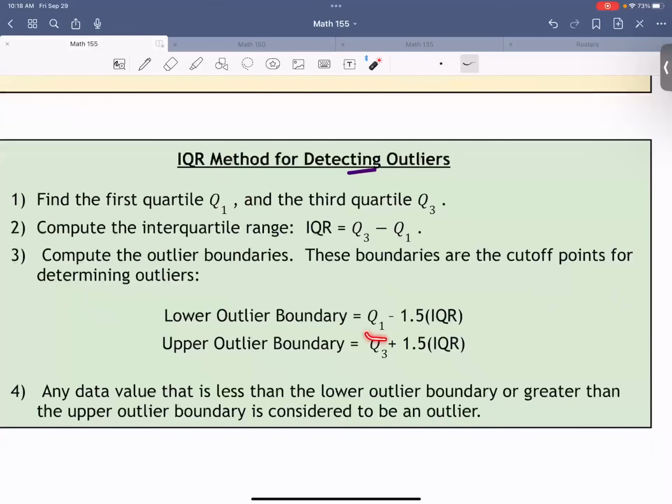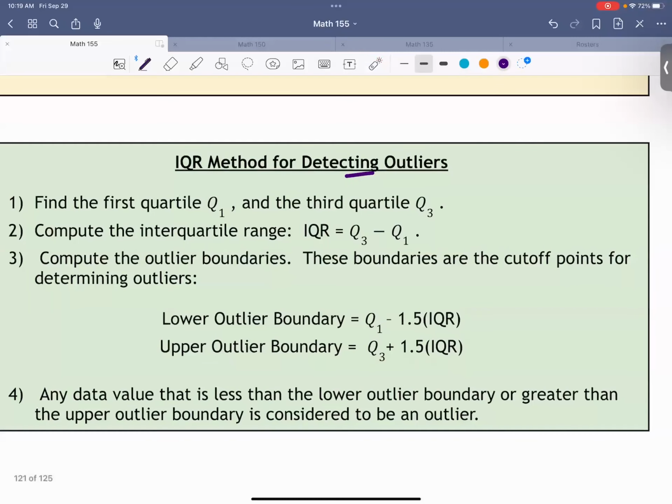The lower outlier boundary is Q1 minus 1.5 times the IQR. If you're wondering where 1.5 comes from, it's literally a number that mathematicians decided on. We did a bunch of tests with a bunch of different data sets. We tried to figure out what looked like an outlier and what didn't, and we thought that 1.5 was the number that makes the most sense and works the best for us. The upper outlier boundary is Q3 plus 1.5 times the IQR. And these are two formulas that you also should memorize.